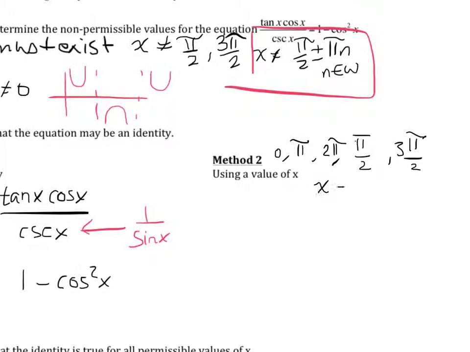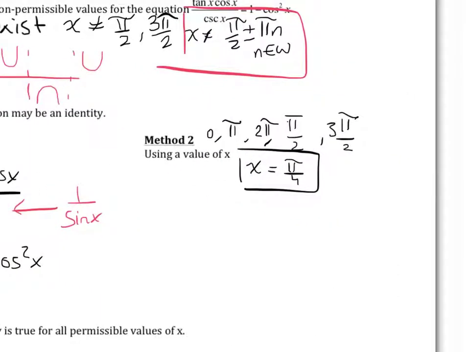So I like to use something like pi over 4. And I can use an x value of pi over 4. I know that tan of pi over 4 is 1, and I get values that I can work with. So that's my plan. Let's start with the left side. We're going to take a look at tan of pi over 4 times cosine of pi over 4 over cosecant of pi over 4. All right, well, first off, let's zoom in here a bit.